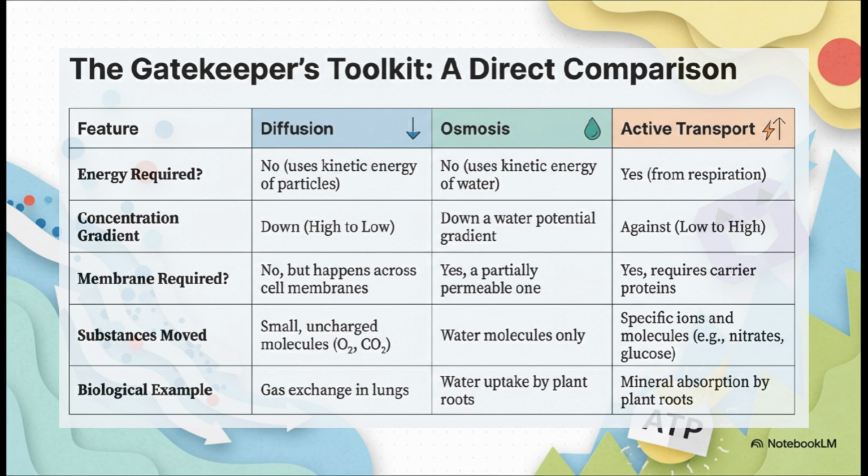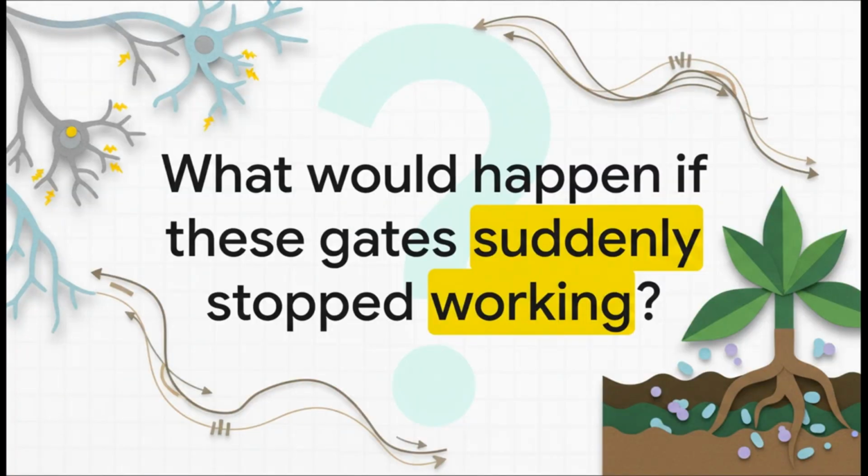The other big difference is what's being moved. Diffusion is for lots of small things. Osmosis is only for water, and active transport uses these super specific protein pumps for certain molecules. Altogether, this toolkit gives the cell total control. Think about it. Everything from your brain firing off a thought to a plant pulling nutrients from the soil to grow, it all depends on these microscopic gates working perfectly every second of every day. It's a pretty wild thought. What's the very first thing that would fail in your body if all these transport systems just stopped?